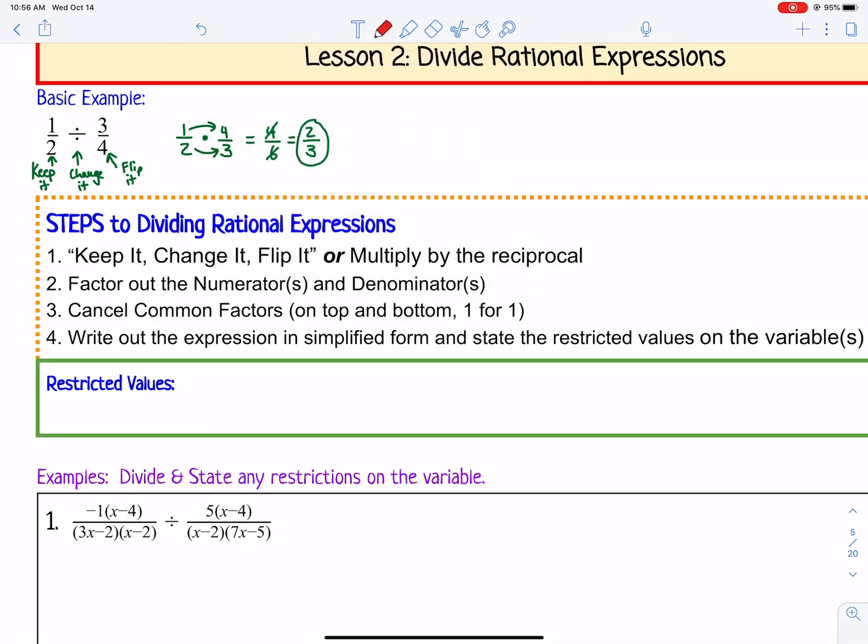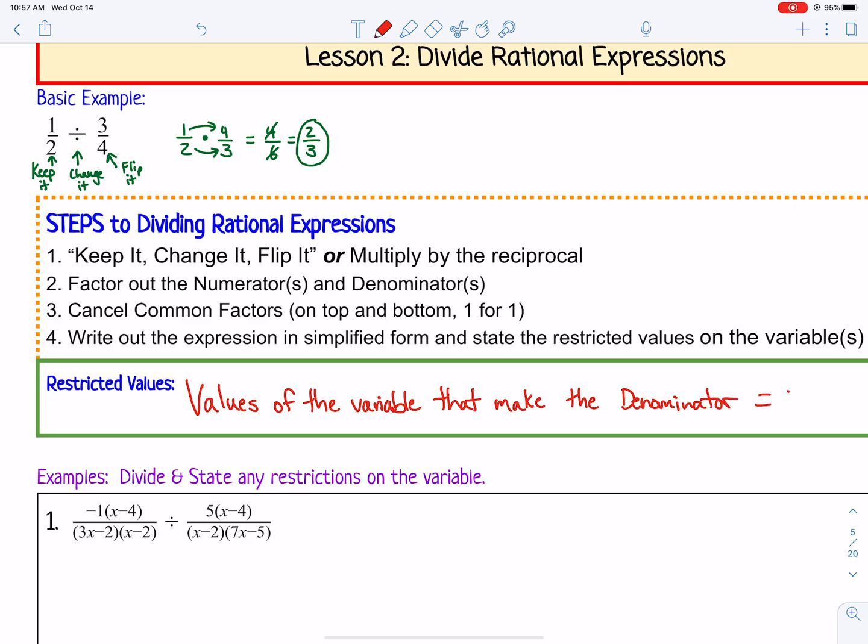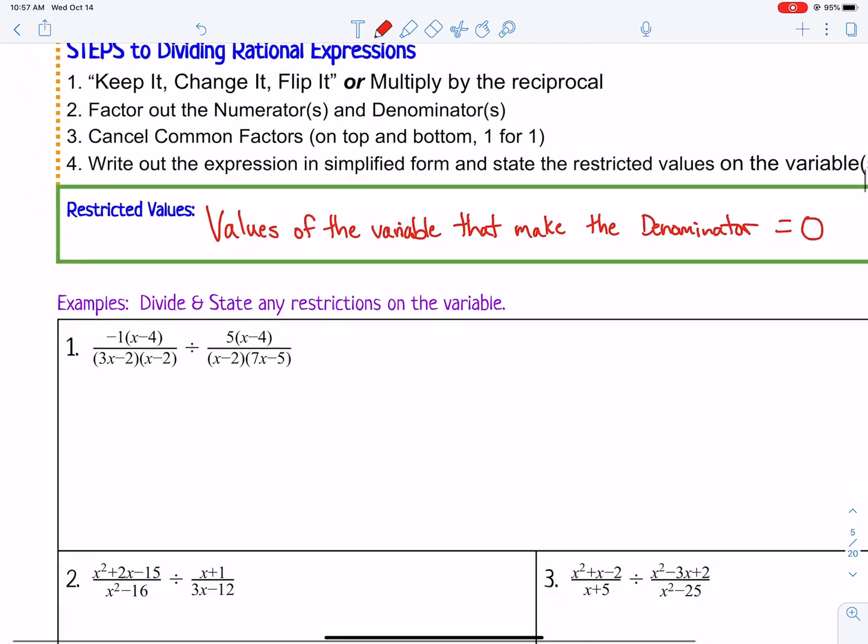So those restricted values are the same thing they were on the previous lesson, but let's write it down again just to reiterate it. So they are values of the variable that make the denominator equal to 0. Let's write that out. Values of the variable that make the denominator equal to 0. Okay, so we just have 3 examples of dividing.